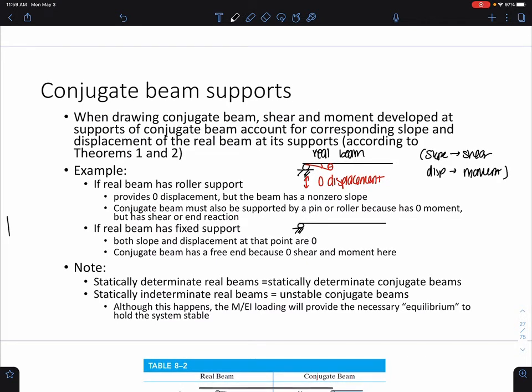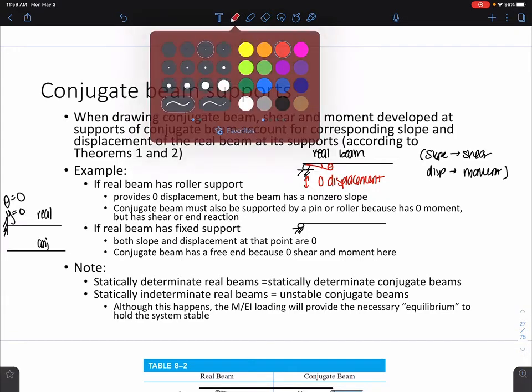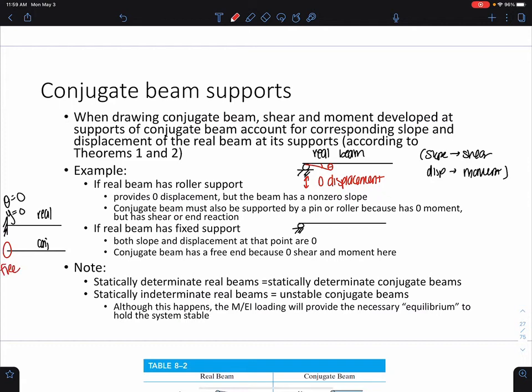Now, this is where things get a little bit trickier. If our real beam has a fixed support, this means that our slope and displacement are 0. That means slope, theta is 0, y is 0, no displacement, and no rotation, which means that on our conjugate beam, this is the real beam, on our conjugate beam, this needs to now be a free end.